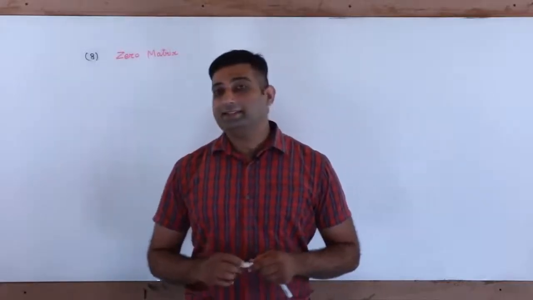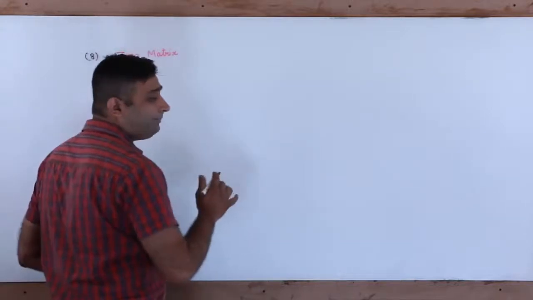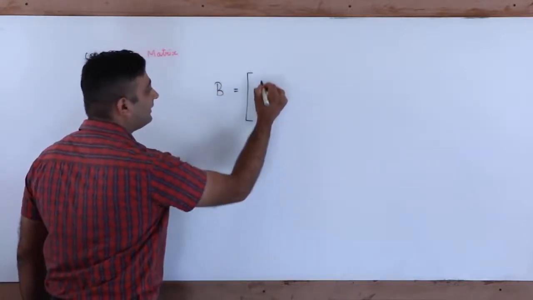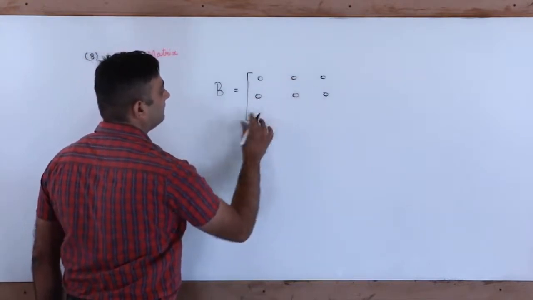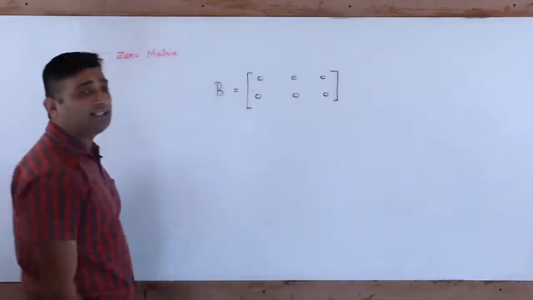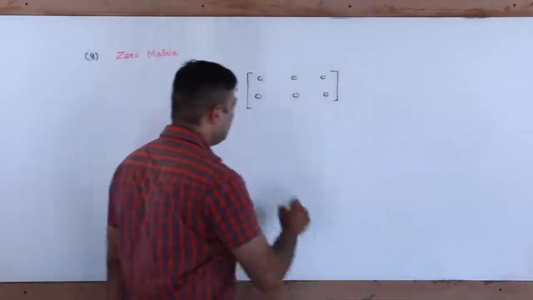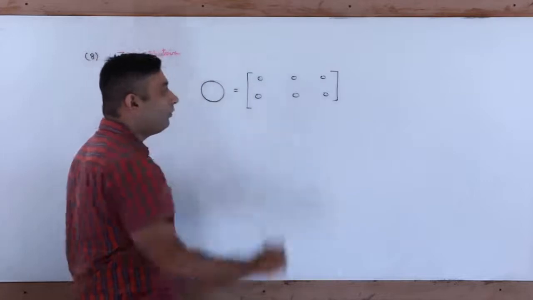A matrix is said to be a zero matrix or null matrix if all the entries or elements of that matrix are 0. So it could be any rectangular matrix having all its entries 0, that is called a null matrix. We generally denote this null matrix by capital O.